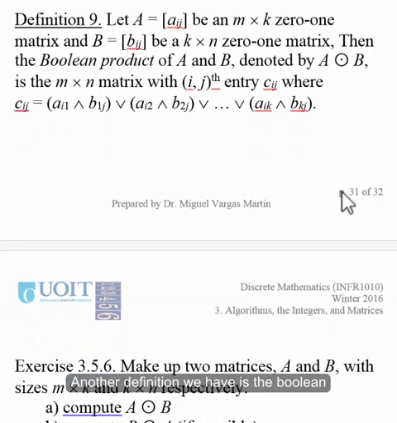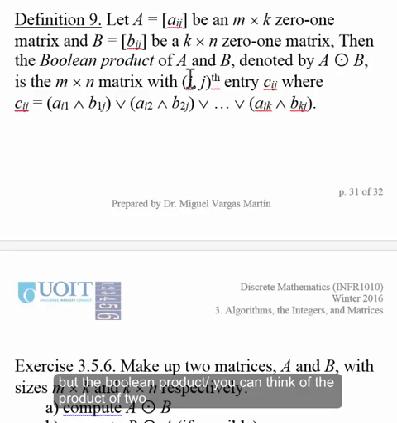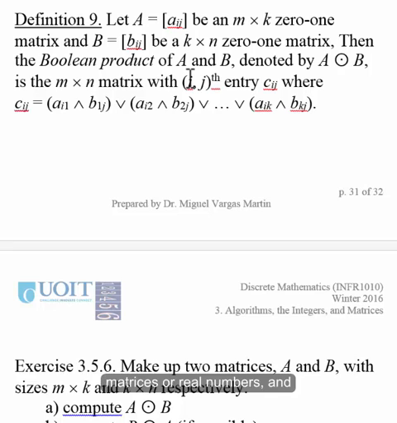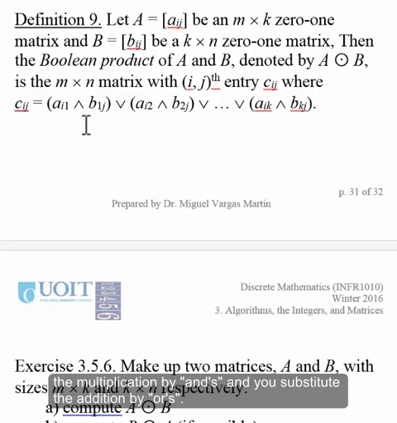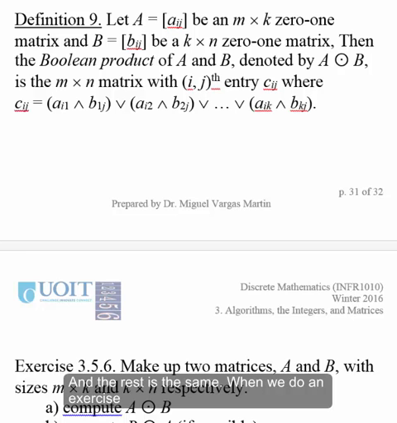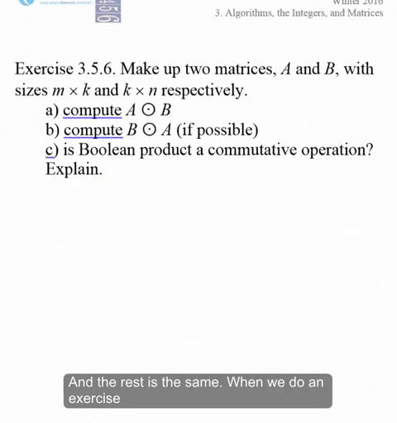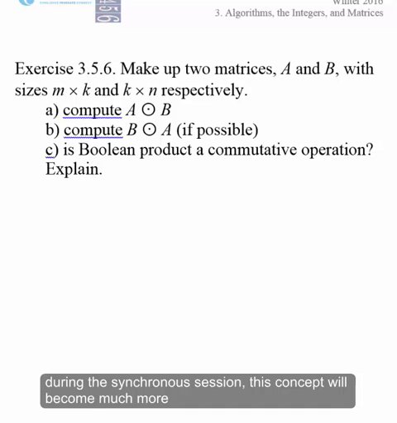Another definition we have is the Boolean product, and this will finish our session here. The Boolean product, you can think of as the product of two matrices of real numbers. The operation is very similar to the product of two matrices, except that you substitute the multiplication by ands and you substitute the addition by ors. And the rest is the same. When we do an exercise during the synchronous session, this concept will become much more clear.